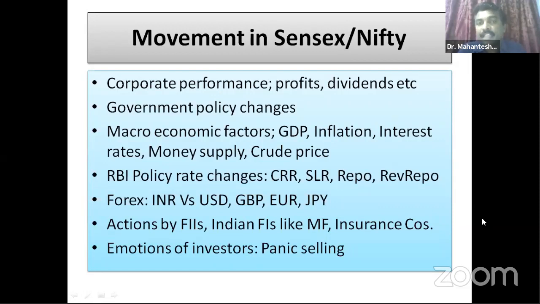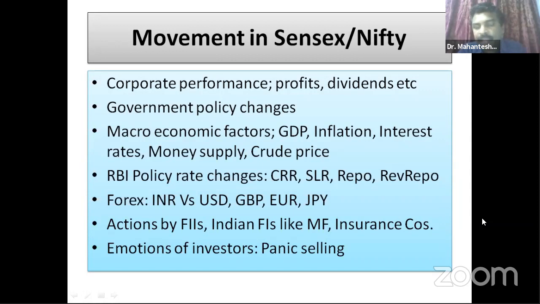Macroeconomic factors like gross domestic product, that is GDP, the inflation rate, the interest rates, money supply, crude oil price in the international markets will also have an impact on the movement of Sensex and Nifty. RBI policy rate changes like CRR, cash reserve ratio, statutory liquidity ratio, that is SLR, repo rate, reverse repo rate. Forex, foreign exchange: Indian rupee versus US dollar, Great Britain pound, euro, Japanese yen, Chinese yuan, or Mexican peso. So how the Indian currency value changes against various currencies also has a big impact on Sensex and Nifty.